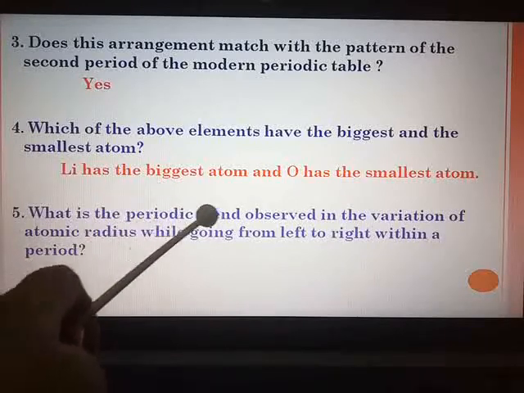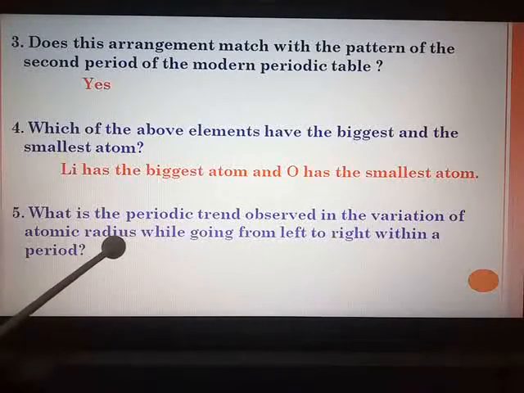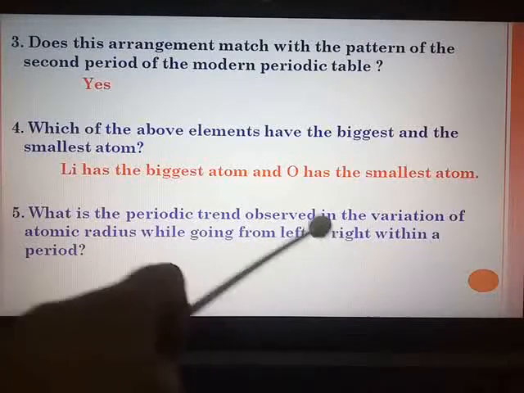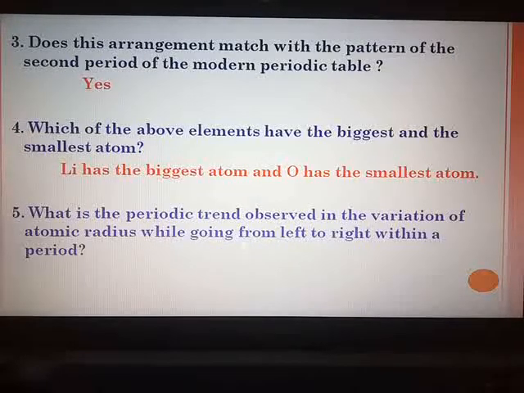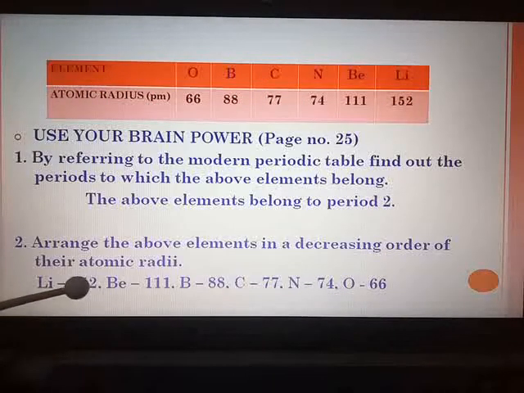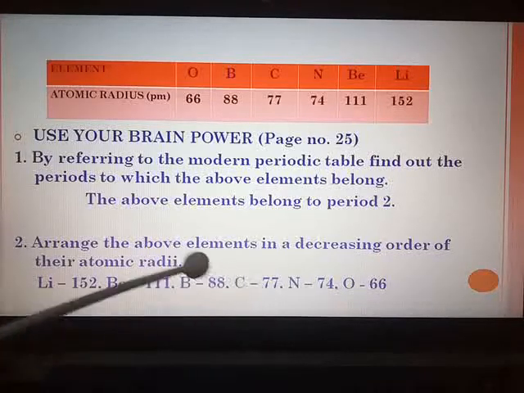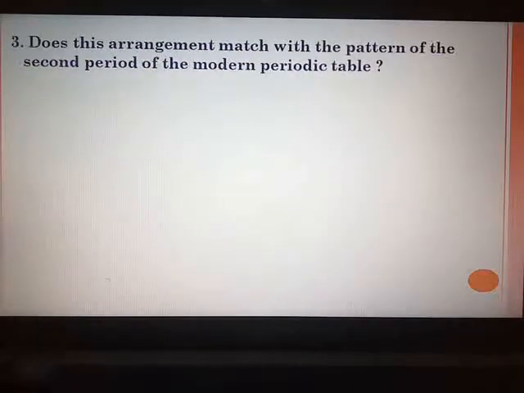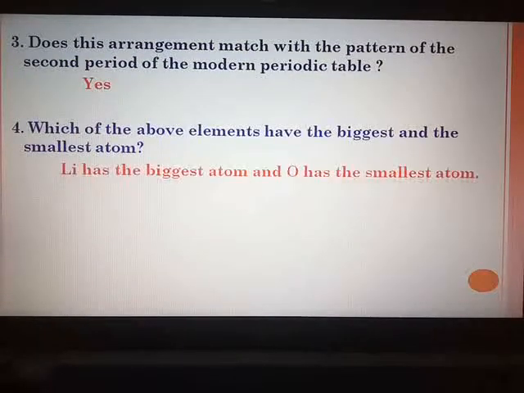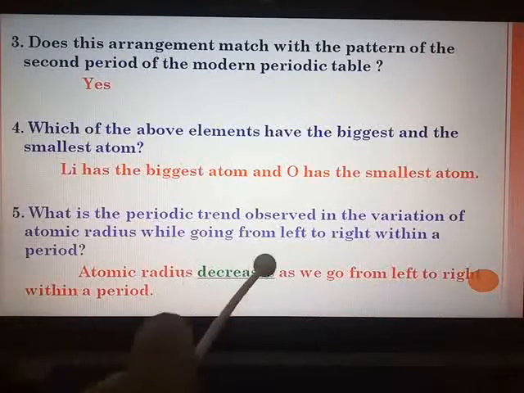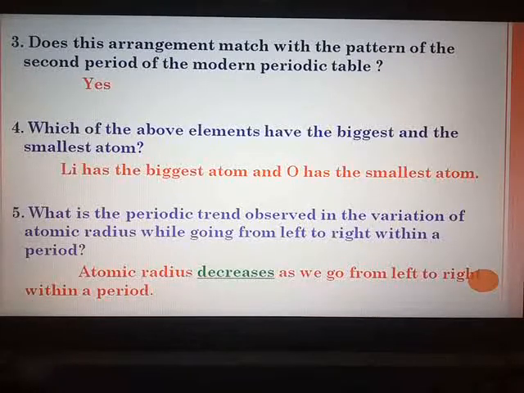What is the periodic trend observed in the variation of atomic radius? You can see while going from left to right, atomic radius goes on decreasing. Here you can see atomic radius 152, then 111, then 88, means the atomic radius is going on decreasing as you move from left to right within a period. That is the answer to your fifth question. Atomic radius decreases as we go from left to right within a period. Such simple answers, but it had been asked in the board exam for 5 marks. So you should be thorough with it.